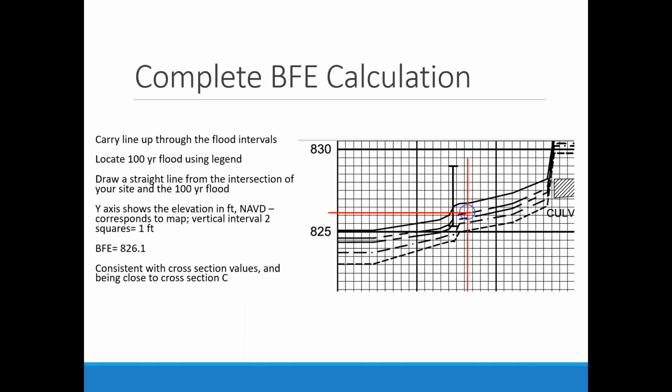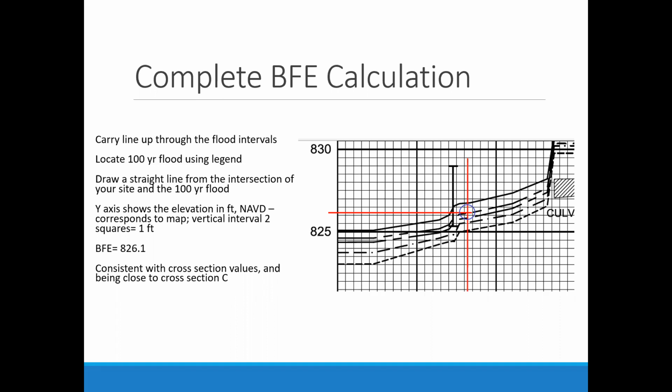So the y-axis is my elevations in feet. And so again, we're working with this 10 by 10 grid. On the y-axis, we have 5 feet for 10 boxes. So it's 1 foot for every 2 squares. And so the number that I'm seeing here is about 826.1. It's a little bit above the 826 line.